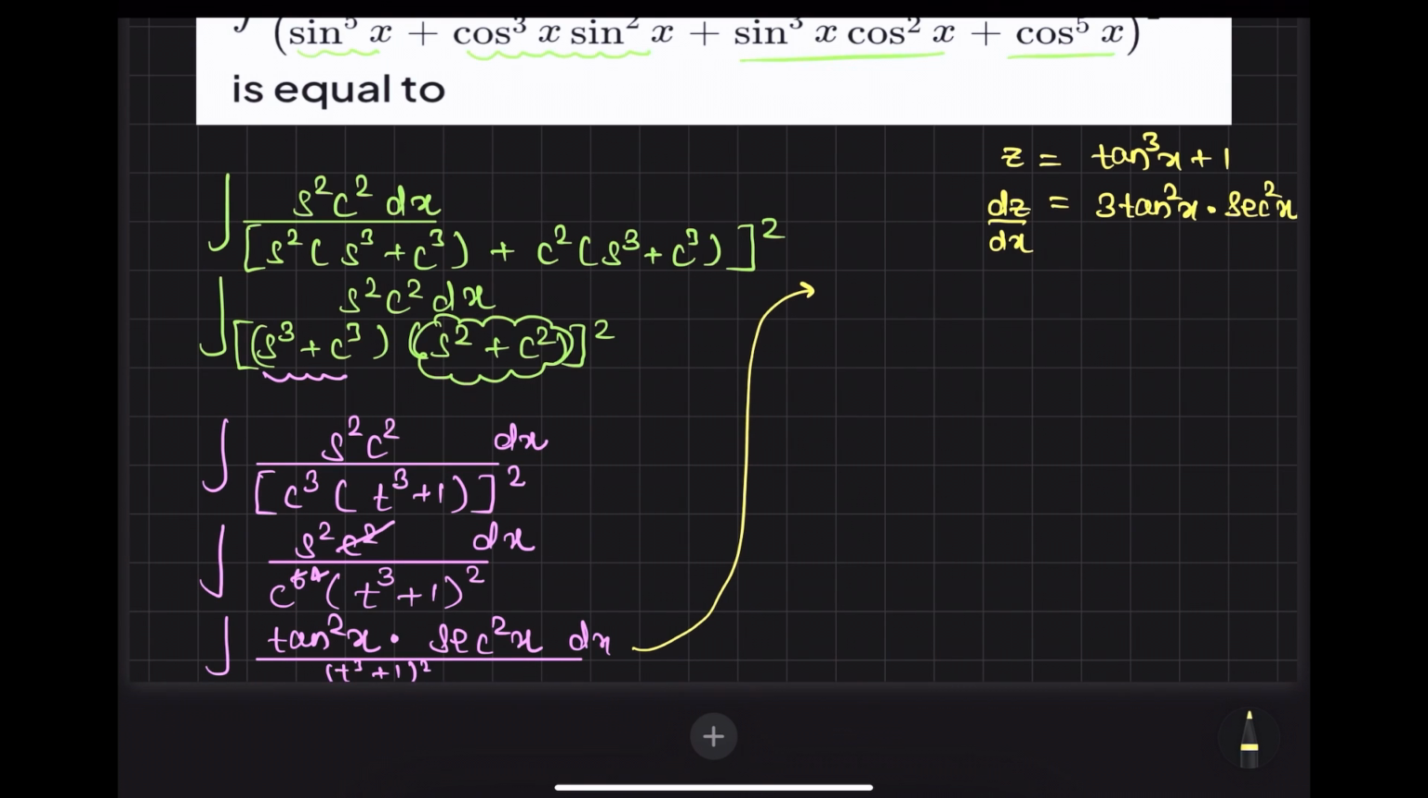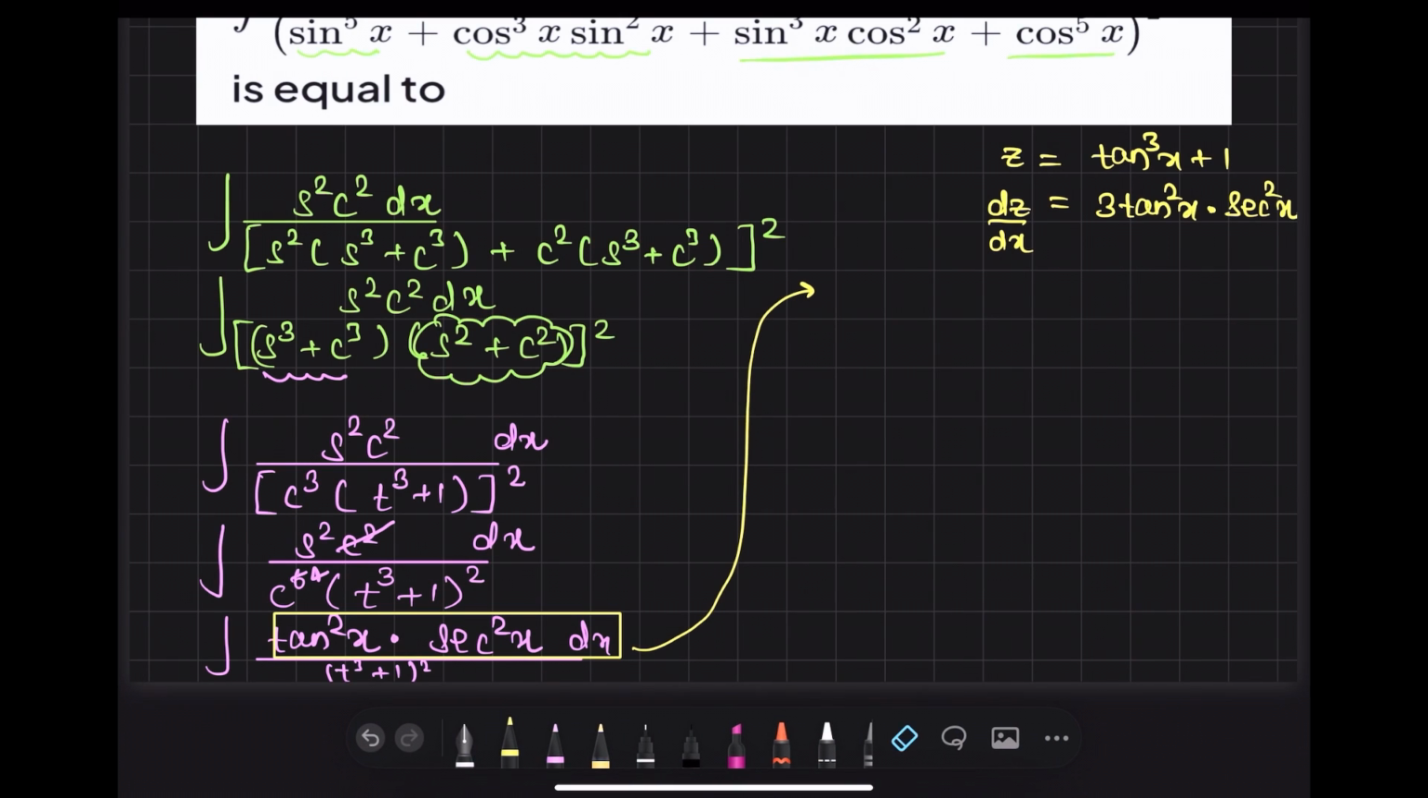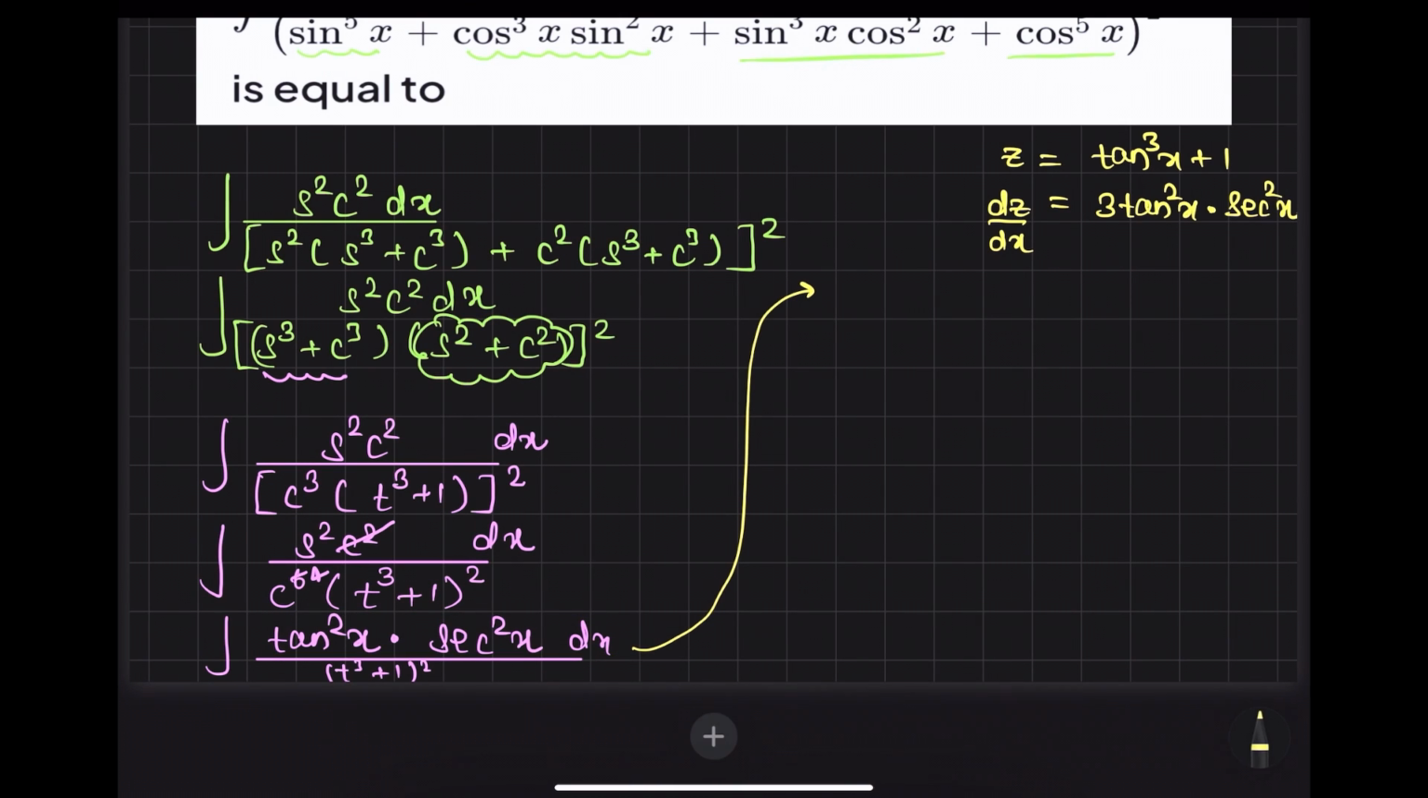Now if you observe, you have tan square and sec square. You have tan square and sec square. So things can be simplified easily. So the idea is, let's rewrite the question. It will become 1 by 3 dz by z square. Now to integrate we will send z square to the numerator. We will have this thing.